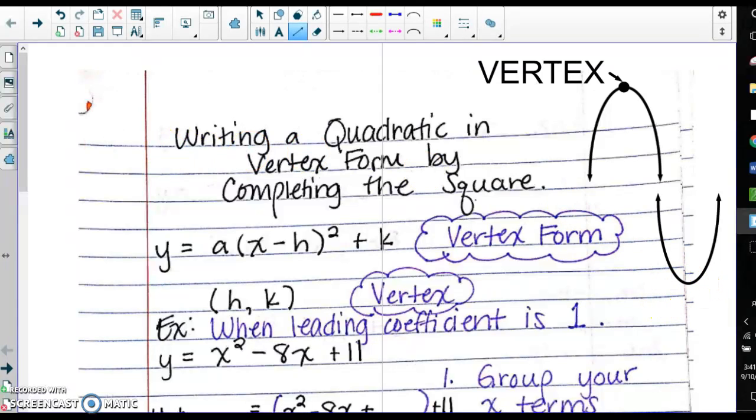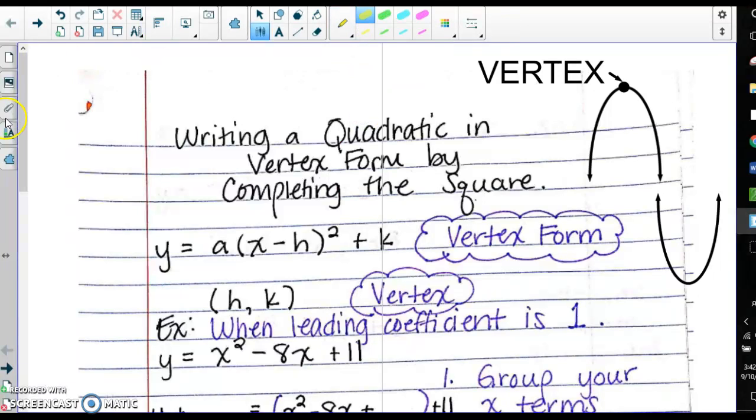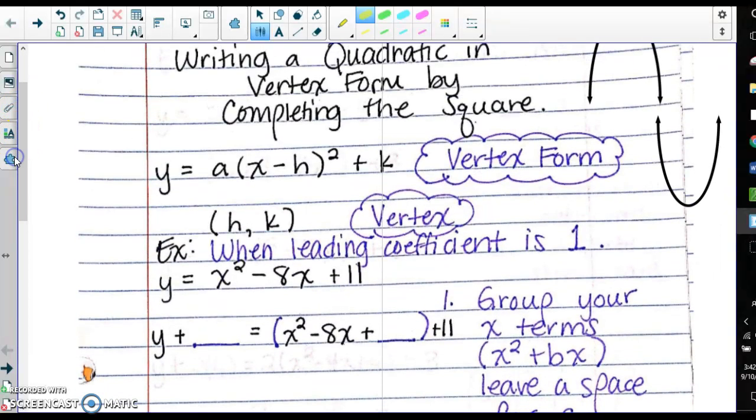But we're going to use completing the square to convert a standard form equation to vertex form. And that is handy because it allows you to identify what the vertex is. All right, so here is vertex form: y equals a times (x minus h) squared plus k. And the vertex in this equation is (h, k).